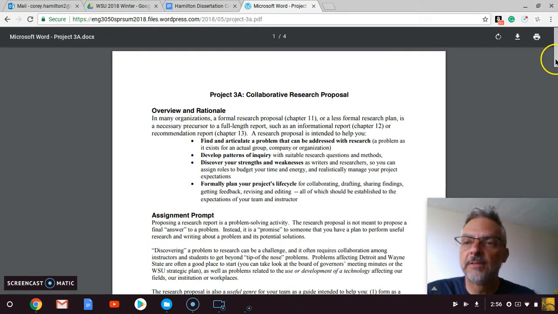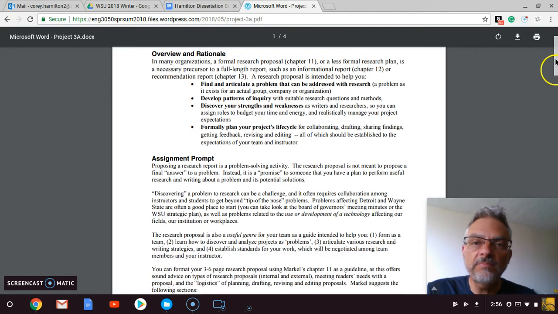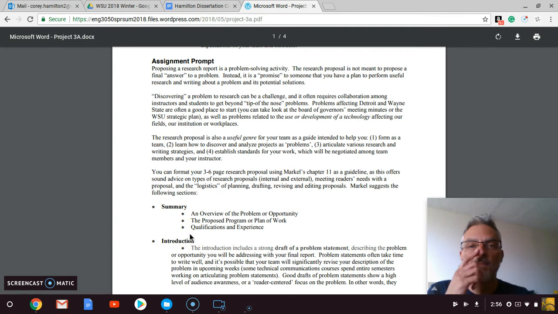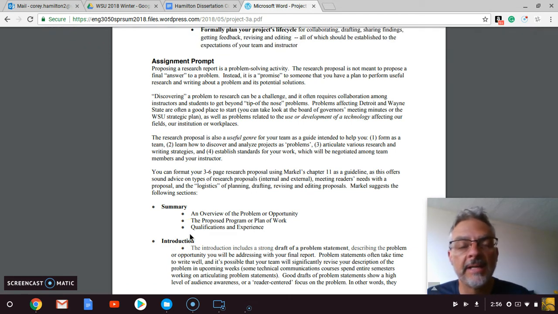And so let's scroll down. And this gives us an overview. So we've got these nice bullet points here, and we'll show in a minute how they correspond to the sample that I've just linked to this week's page.